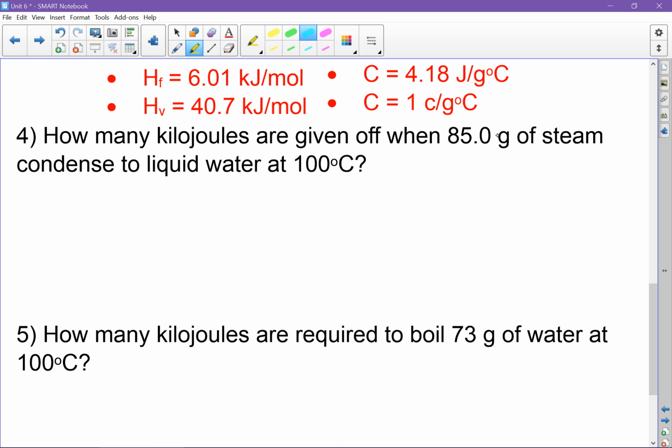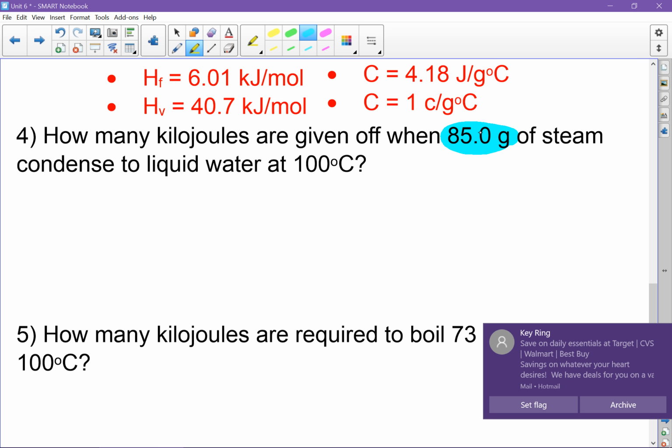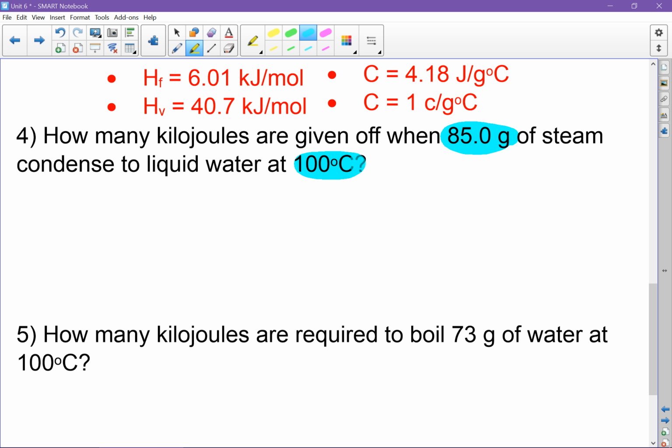Alright, let's find some numbers. I see this. And I see this. So we only see one temperature, which means it's not possible to have Q equals MCΔT here. So I have to decide, is it HV or HF? Okay, so we need to look for another keyword to make that decision.